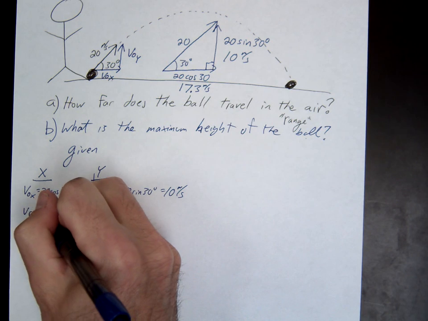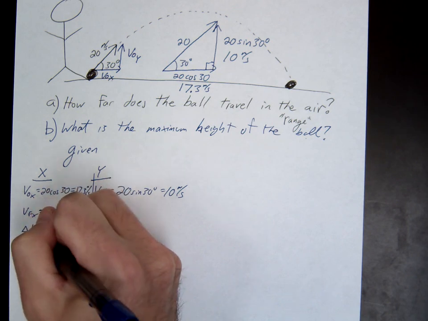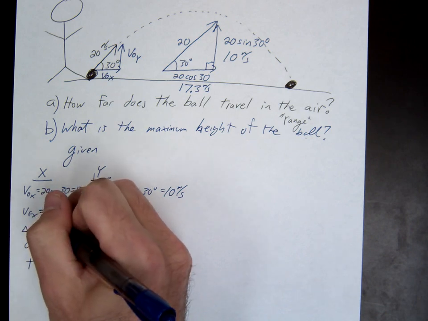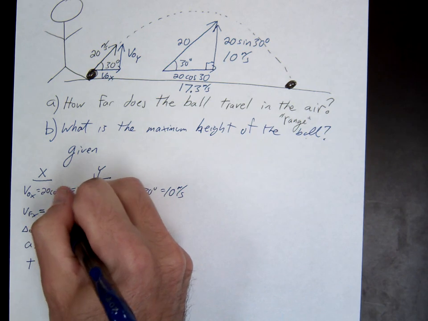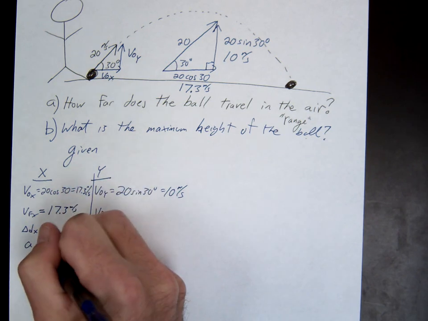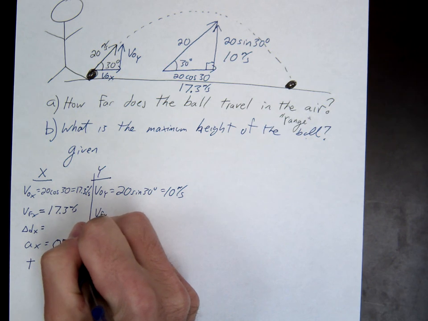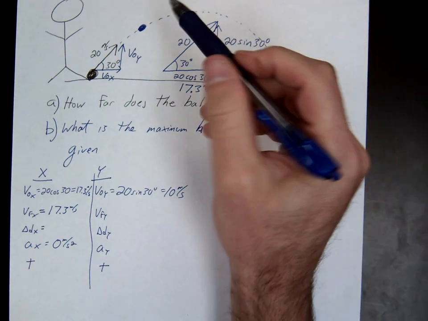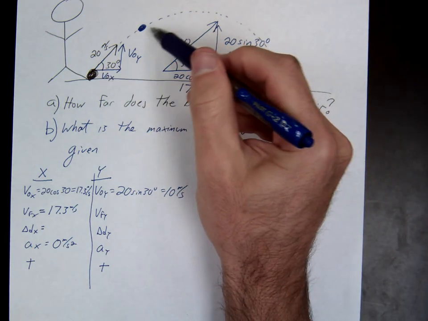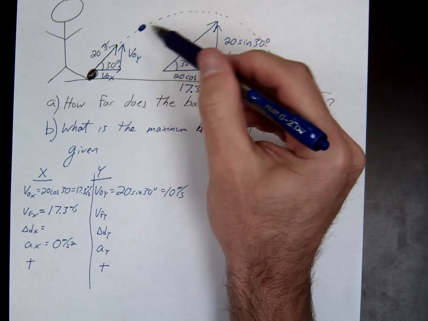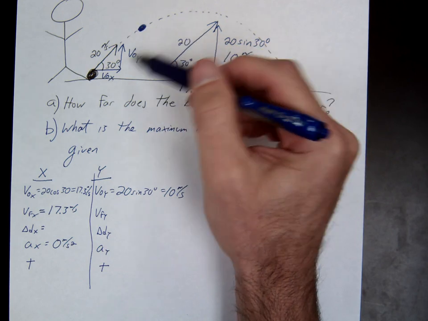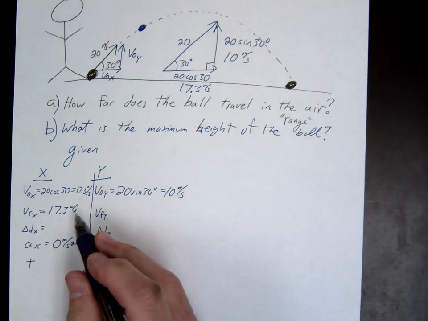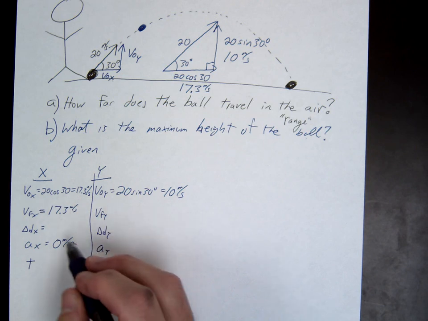So do we know v final in x? We do know v final in x. What's v final in x? 17.3. And why is it the same? So once the ball's in the air, assuming no air resistance, once it's left our foot, is anything speeding it up or slowing it down horizontally? No, okay? It's only under the influence of gravity, so that's going to be 0. And this will always happen when there's no air resistance. All these problems we're doing, this is going to be 0.